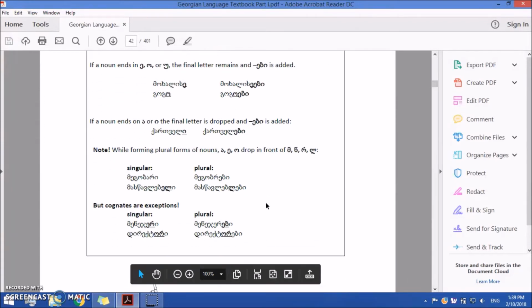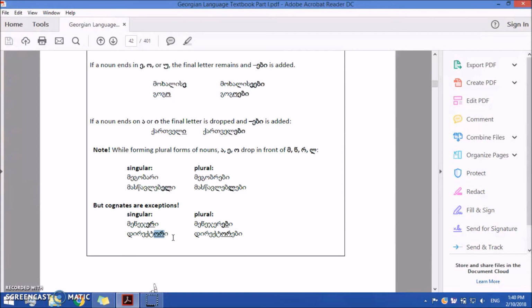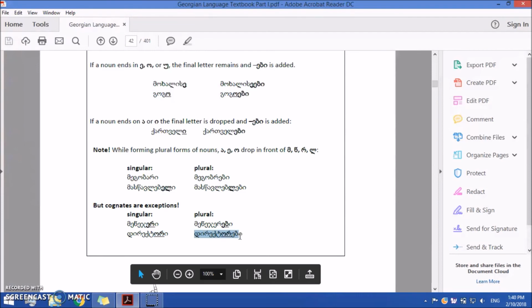And again, of course, there are exceptions. So here, cognates are exceptions. So the word manageri, which means manager. To make that plural, we're just adding an ebi ending here. So managerebi. If this wasn't a cognate, we would have dropped this a, but because it is, we leave it in there. Same thing with this word directori. We leave this o in here, even though it's preceded by that r, because it's a cognate. So the word director, directori, becomes directorebi.